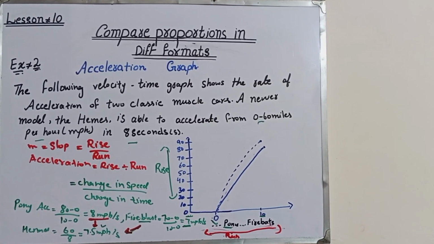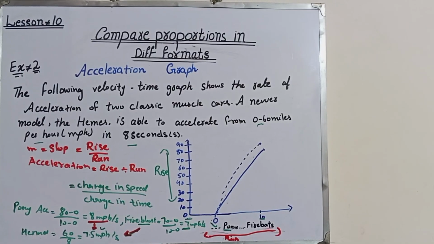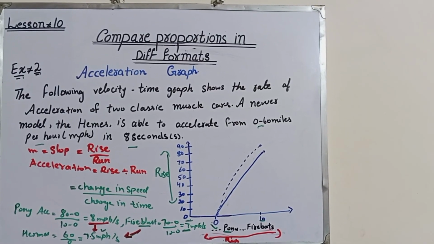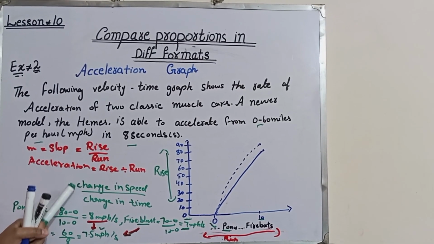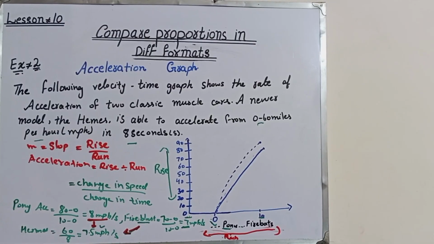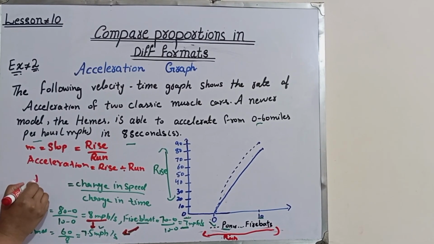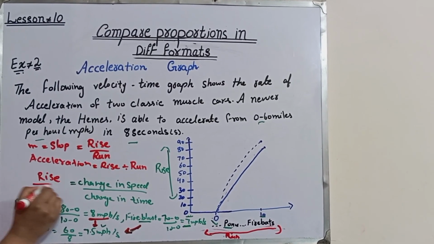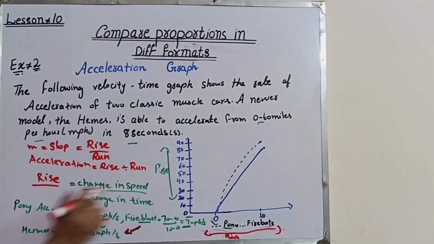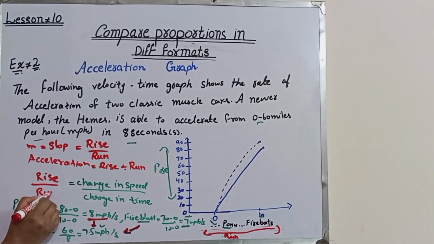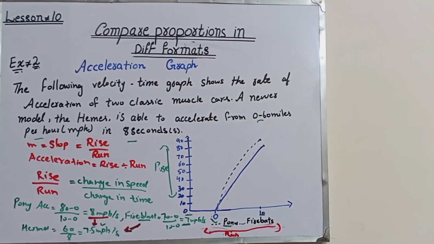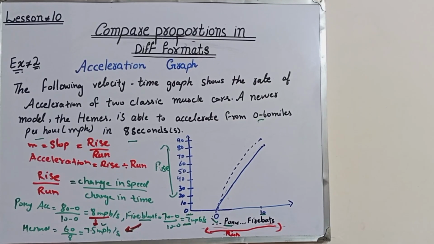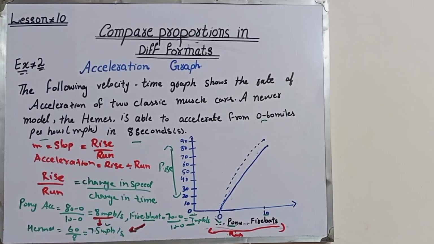Now in step 3, we use the slope formula, rise over run, change in speed over change in time. This is the rise, change in speed. And this is the run, change in time. Slope is the vertical change over the horizontal change.